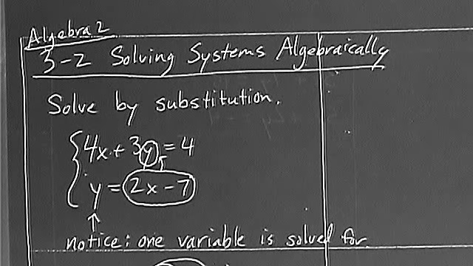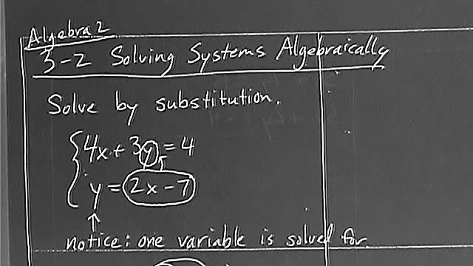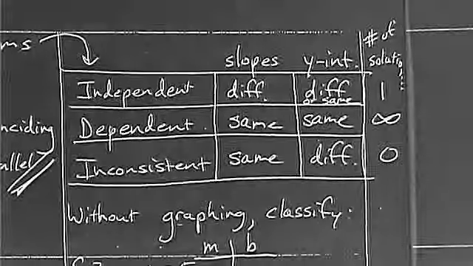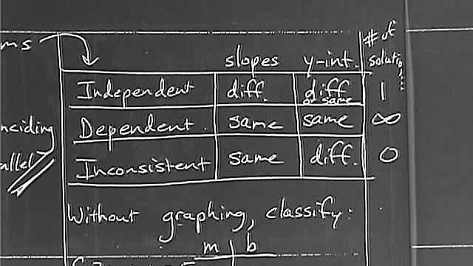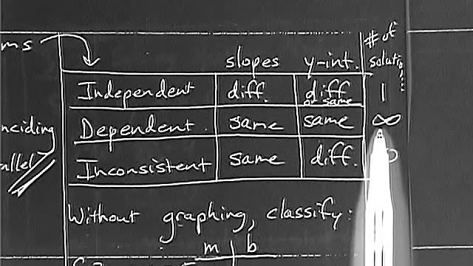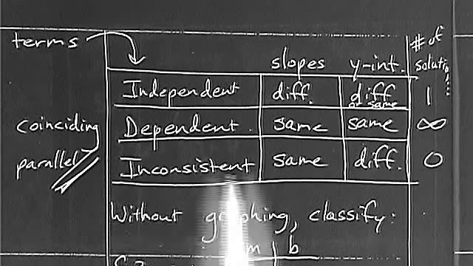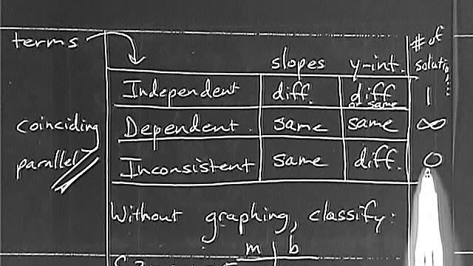All right, Algebra 2, Section 3.2, solving systems using some algebra instead of just graphing. I do want to remind you that from the Section 3.1 notes, we talked about how systems can be independent, meaning they cross one time, dependent, meaning they cross an infinite number of times because they are the exact same line. They're using the word coinciding. Inconsistent, they are parallel lines, so they never cross.